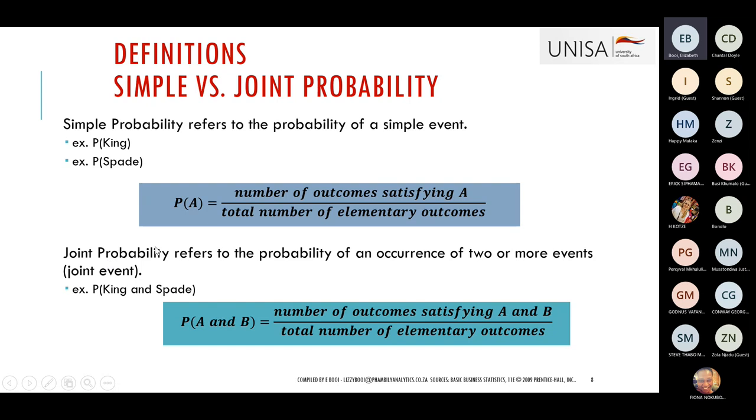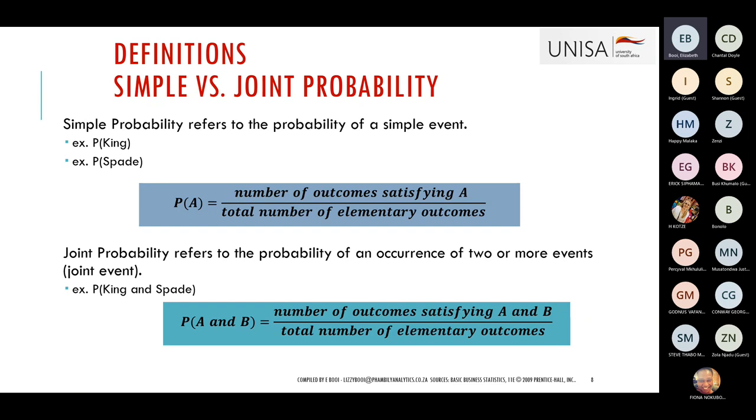And that will give you your probability. A joint event will be if I want to draw a card that is a king and a spade. So I'm creating two events at that point, and that will be the number of outcomes satisfying that event, which is a king and a spade. There is only one card that is a king and a spade, and I divide by the grand total or the sample space, which is 52. So it will be 1 divided by 52 when I use the joint event. And that is how you will calculate the probabilities.